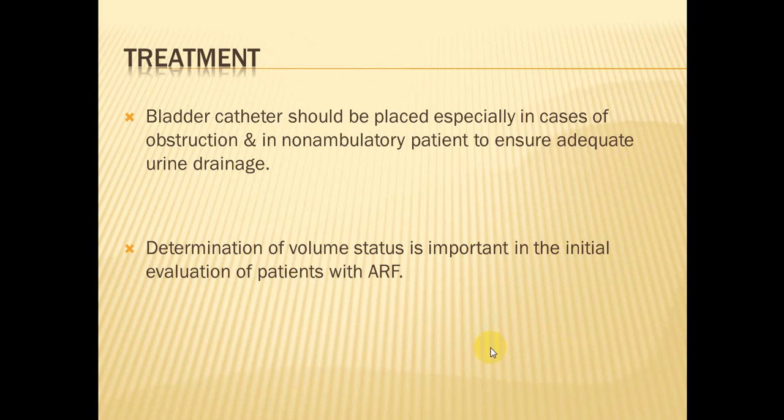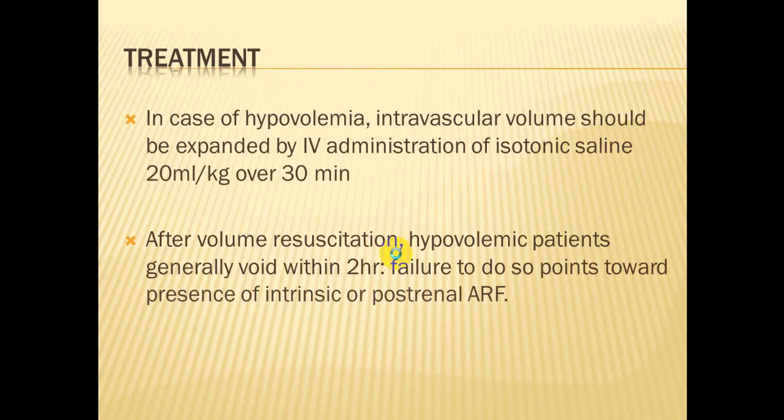بسم الله الرحمن الرحيم. أعزائي طلبة المرحلة الخامسة، نكمل المحاضرة الخامسة، وتوقفنا in previous lecture in the management and treatment of acute renal failure. Bladder catheter should be placed especially in case of there is obstruction or non-ambulatory patient to ensure adequate urine output. Determination of the volume status, very important. Make a chart for input and output evaluation of the volume status initially for a patient with acute renal failure.